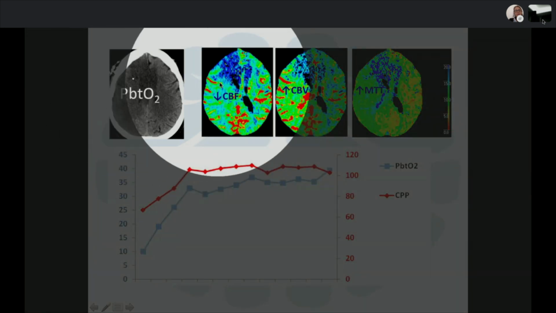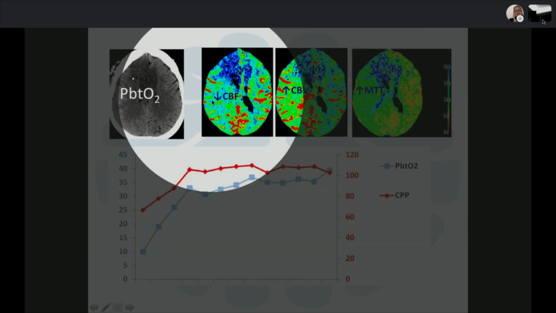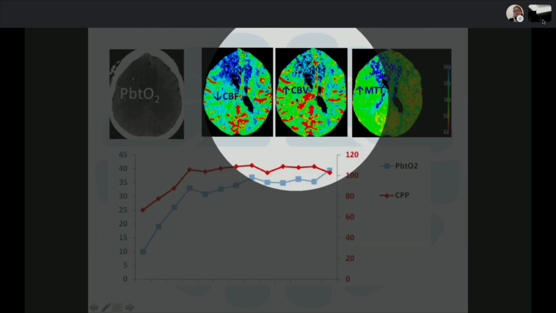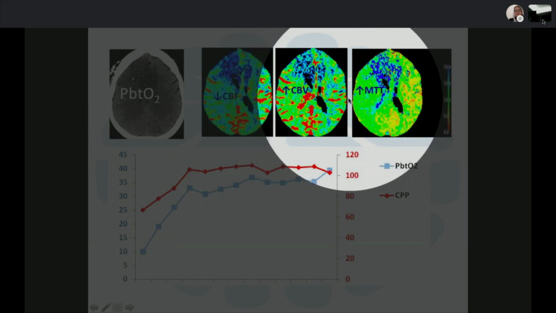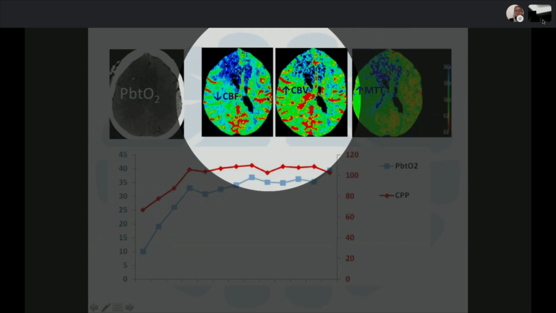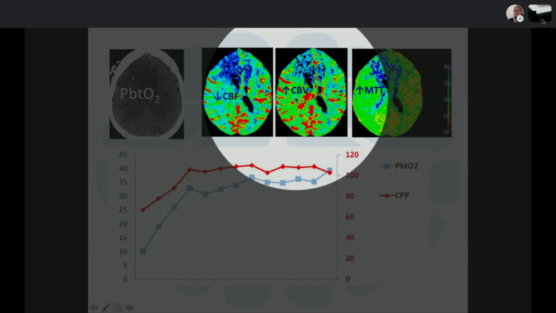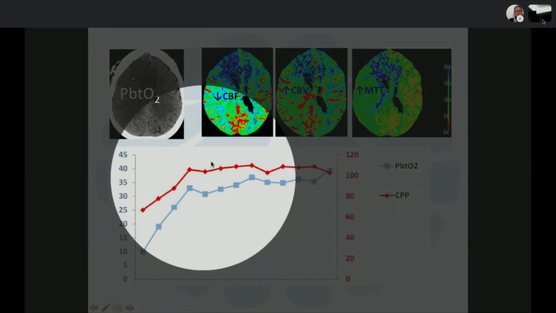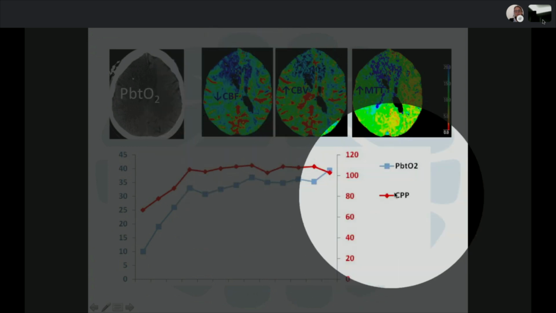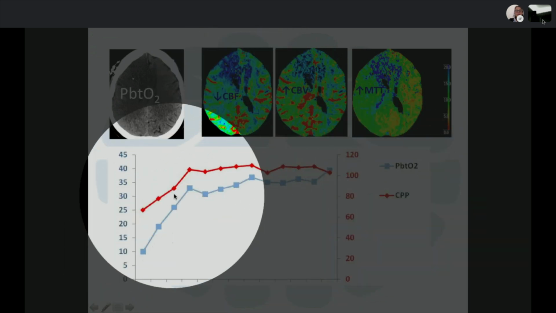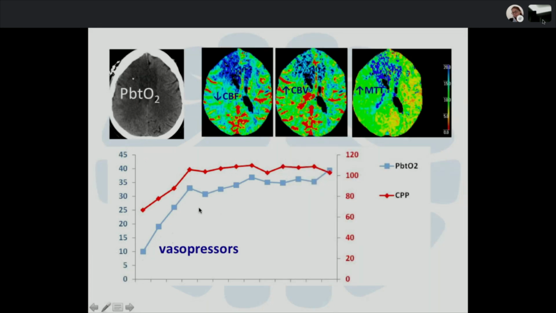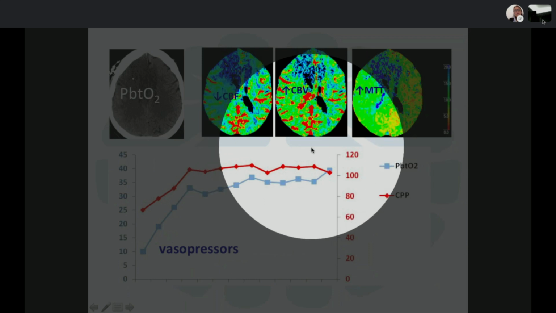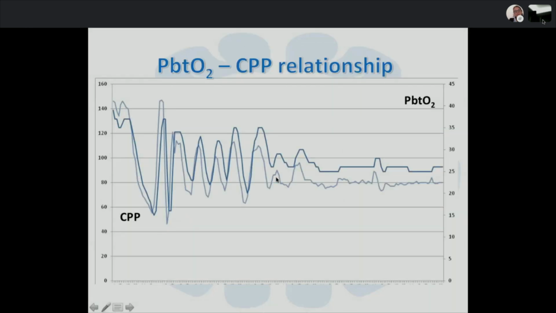This is our PbO2. This is a CT perfusion which shows a reduction of the cerebral blood flow, with cerebral blood volume which is actually maintained, with an increased mean transit time. This means that there is an area of vasospasm with the penumbra area where the cerebral blood flow is reduced, but the volume is increased. So these are the values which had been detected before starting the vasopressors. So low values of PbO2, low values of CPP, and this is what happens when we increase the vasopressors. So the CPP increases and the PbO2 increases.